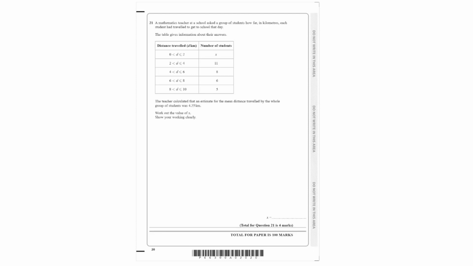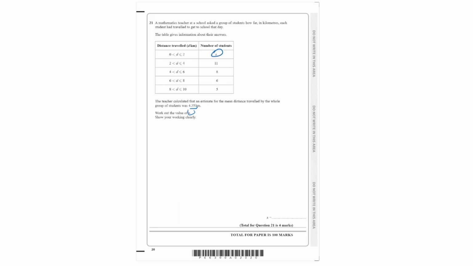A mathematics teacher at a school asked a group of students how far in kilometers each student had traveled to get to school that day. The table gives information about their answers. The table calculated that an estimate for the mean distance traveled by the whole group of students is 4.25 kilometers. Work out the value of x.